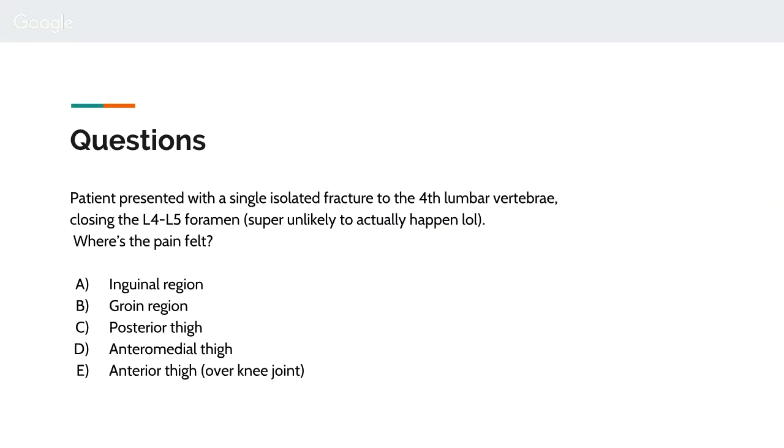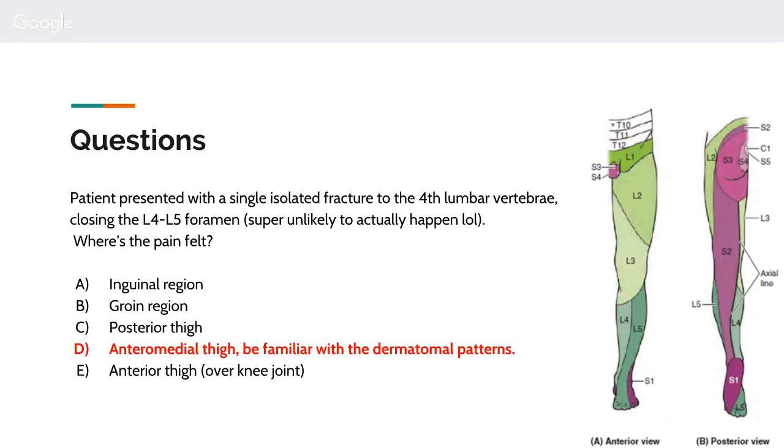Okay, so hands up for A. No one? Okay, hands up for B. Hands up for C. No one? Hands up for D. Yeah. Hands up for E. Okay. Yeah, pretty tough. D's the actual right answer here.